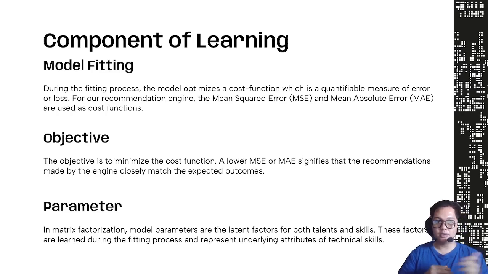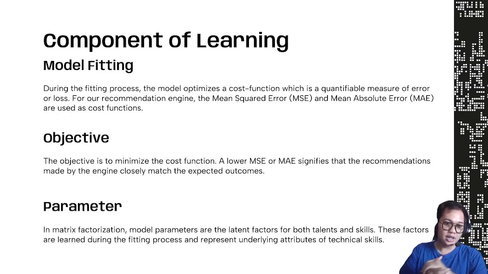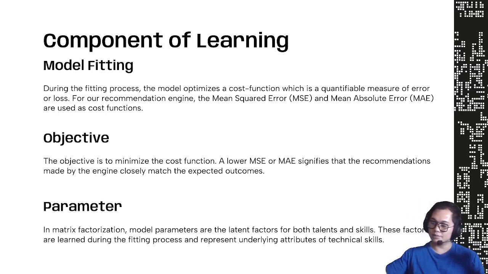And the parameters that we use here in our matrix factorization are the latent factors for both talent and skills. These factors are learned during the fitting process and represent the underlying attributes of technical skills.